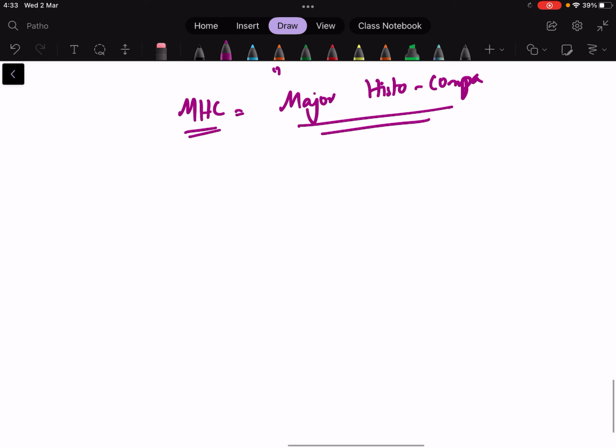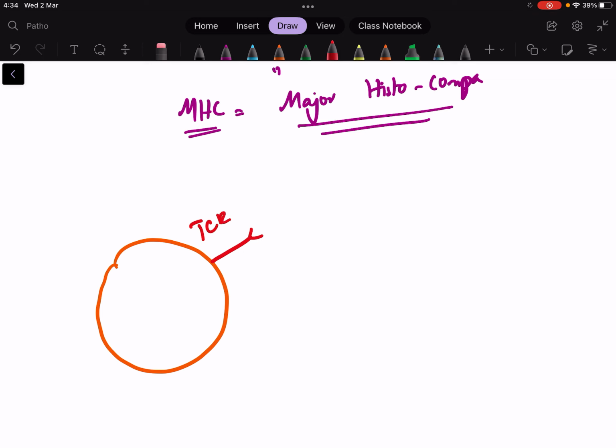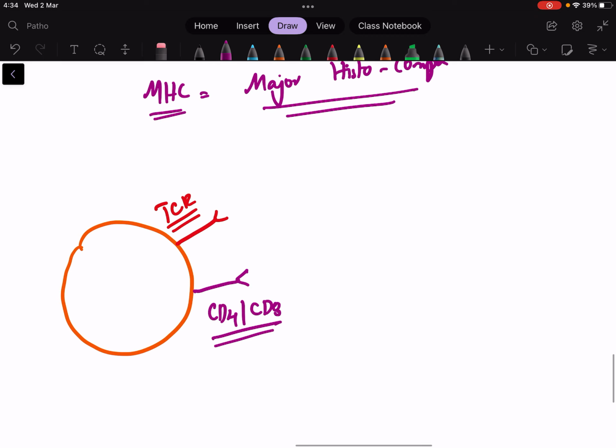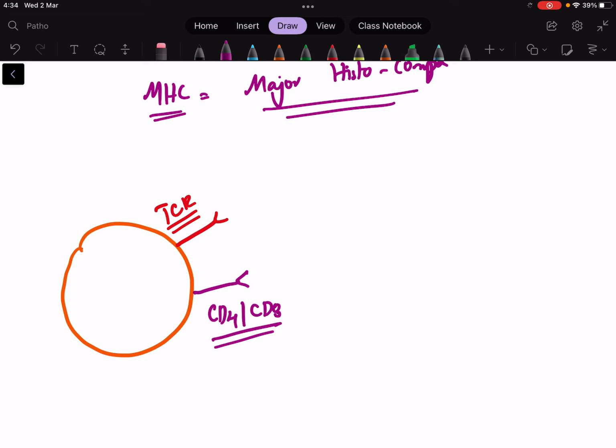So suppose this is a T cell here. Now this T cell is going to consist of a T cell receptor. Aside from the T cell receptor, there is also another receptor. This receptor is called your CD4 or CD8 receptor, or CD4 or CD8 proteins, I will call them. Let it be receptors for the sake of this lecture. So what is the function of this CD4 or CD8 receptor?